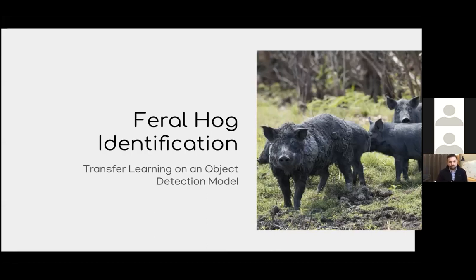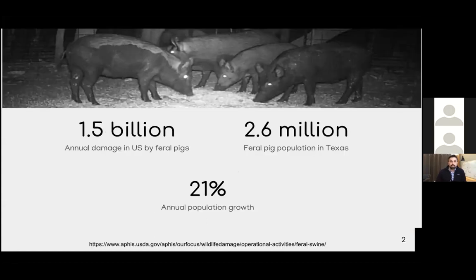Hi everyone, my name is DeLeon and my project is feral hog identification through transfer learning on an object detection model. Here in Texas, no joke, feral pigs are out of control.